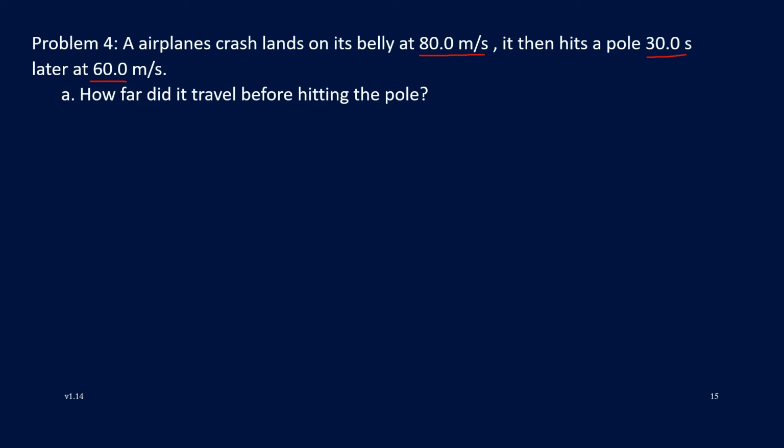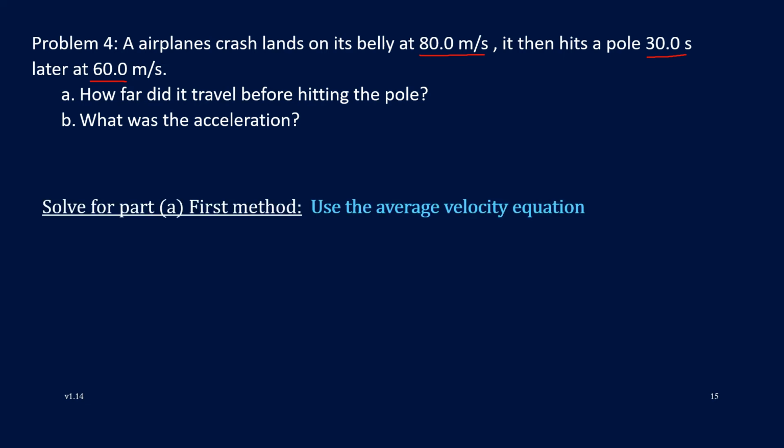So the biggest problem that students have a lot of times is interpreting what the variables are and how to put them in the equation. So we know that we have what? We have the initial velocity, a final velocity, and we also have a time. How far did it travel before hitting the pole? So we need to find distance or displacement. Then it wants us to find what the acceleration is. In this case, it's going to be deceleration. So solve for part A.